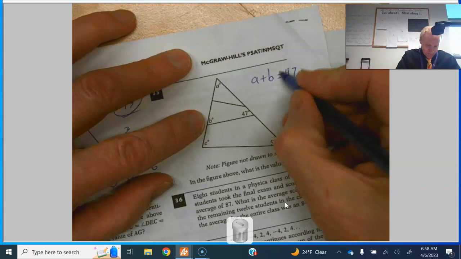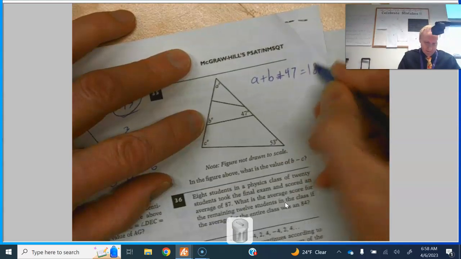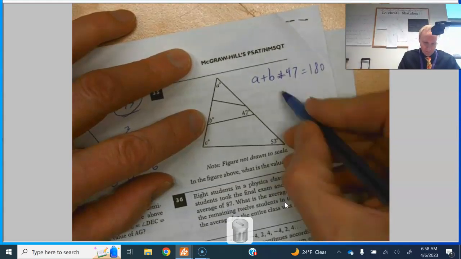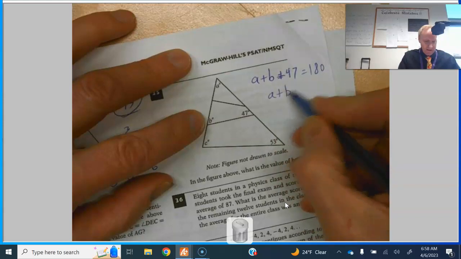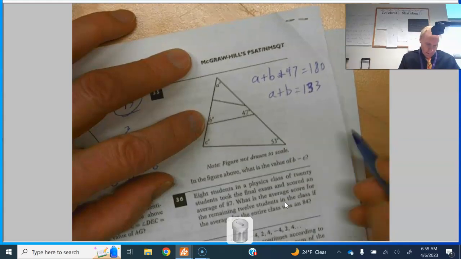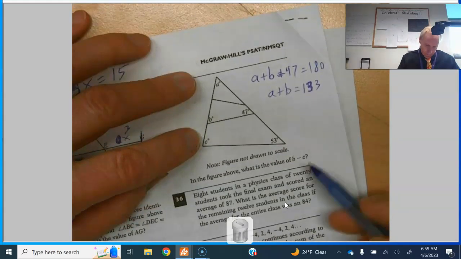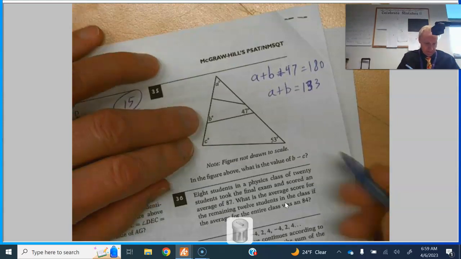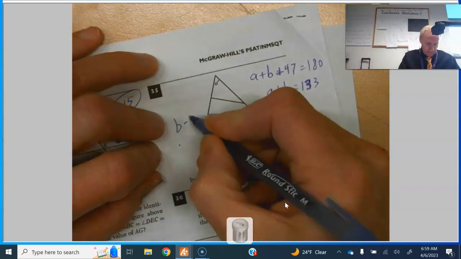A plus B plus 47 equals 180. So I'm going to subtract the 47 from both sides, and I have A plus B equals 133. Okay. What else do we want? What is the value? B minus C. I want B minus C.